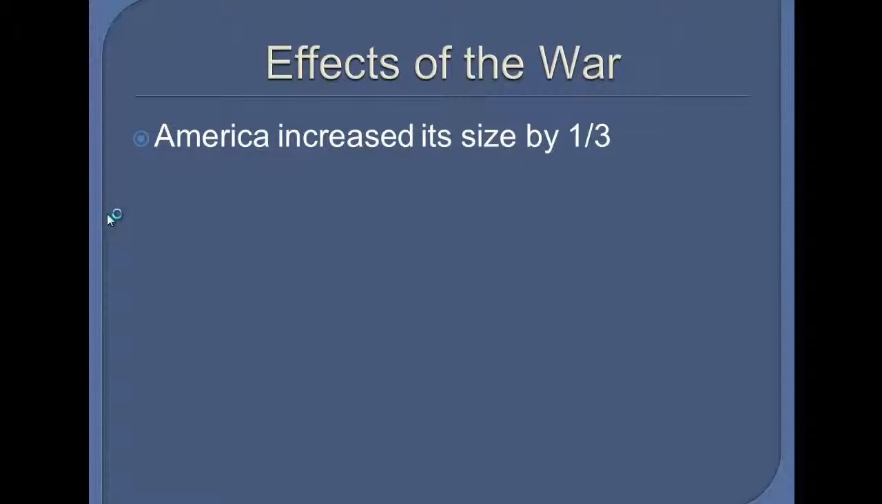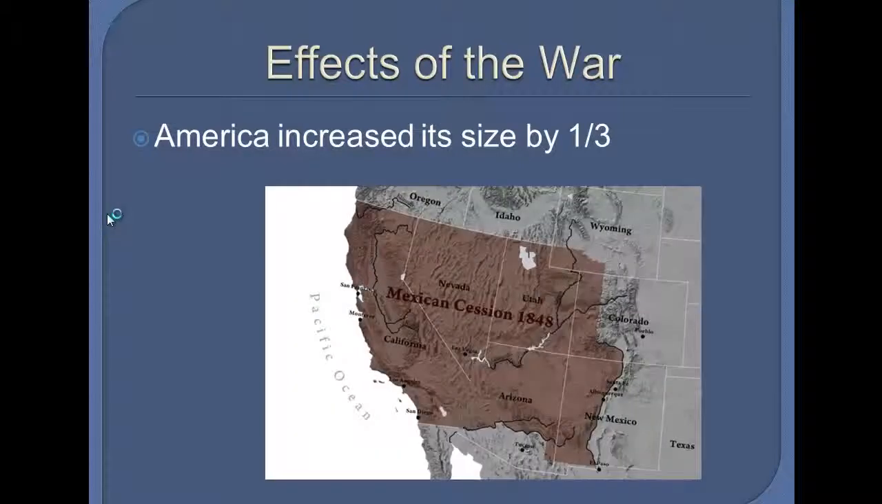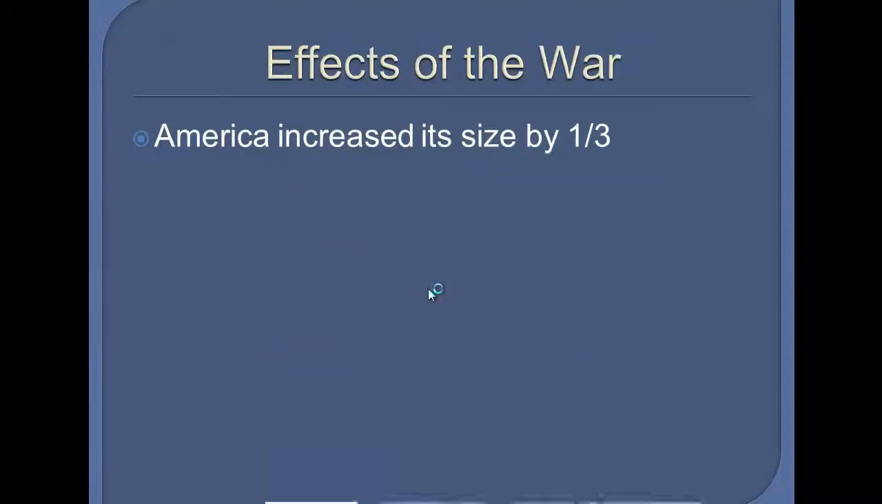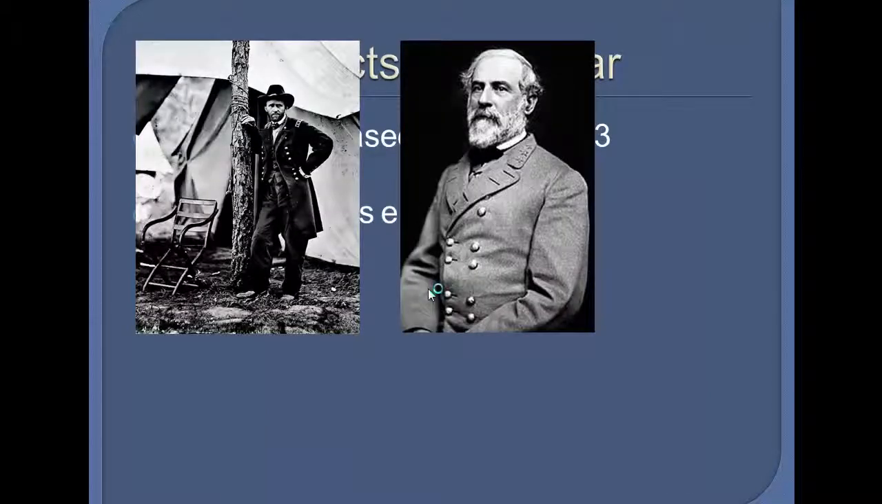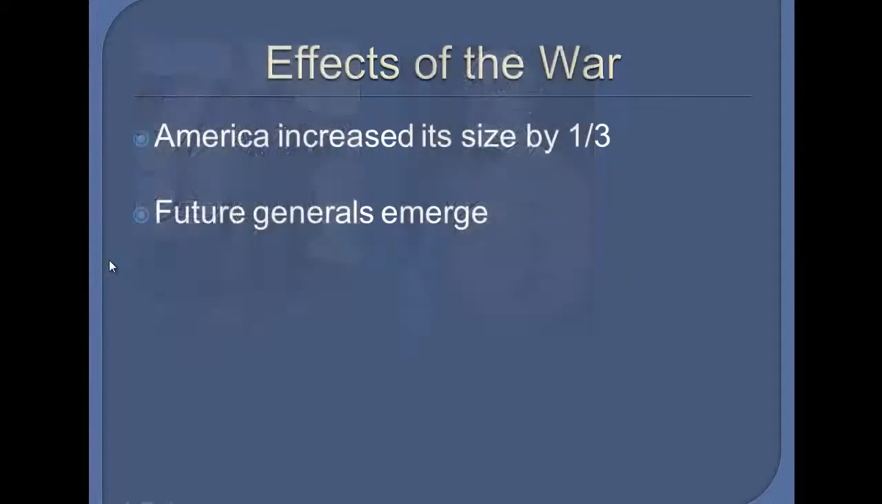Okay, some effects of the war. The size of America is increased by 1/3. So again, all this land that they gained, and pretty much now the U.S. has expanded from coast to coast. They fulfilled their destiny of manifest destiny. Future generals emerged from this war, including this guy Ulysses S. Grant and Robert E. Lee, who will face off against each other during the Civil War.